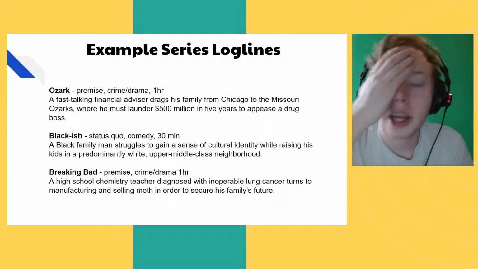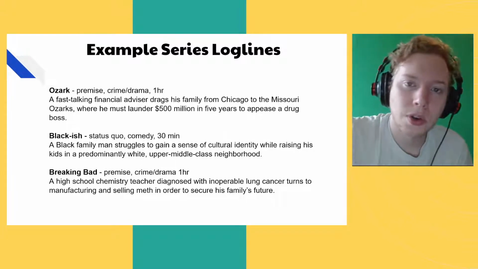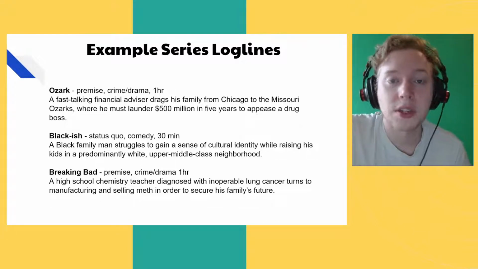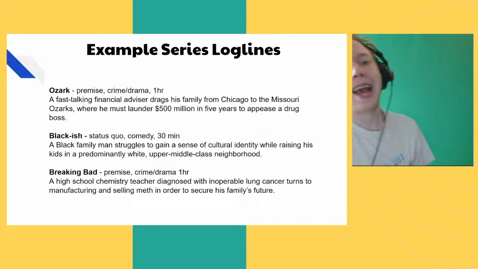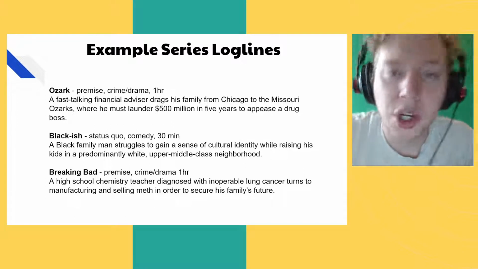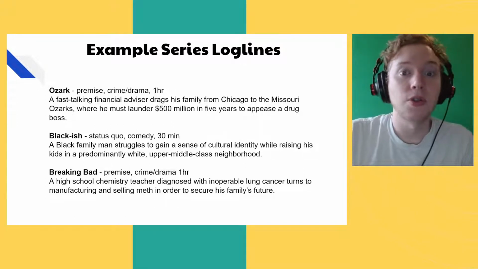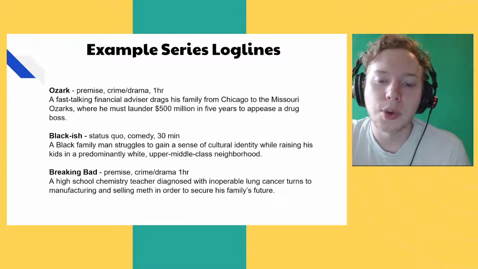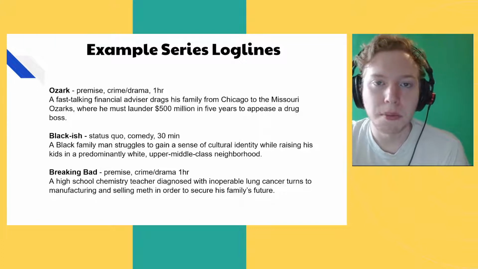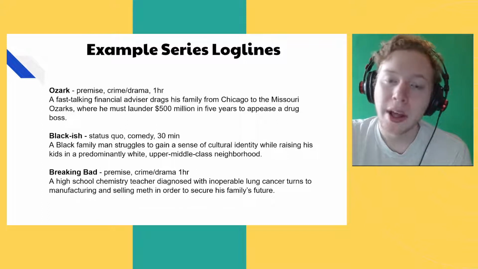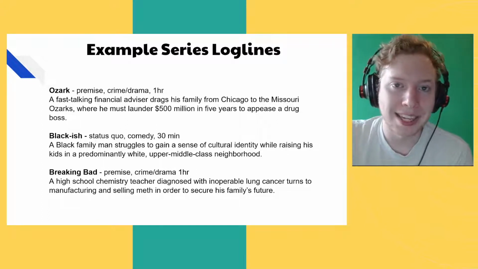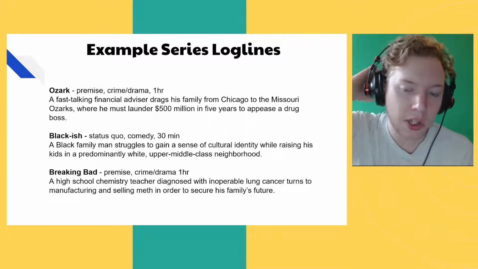We typically want to include just a little bit of description for your main character to understand the person that we're going to be watching, because the main character is a really big appeal of any story, but if you want someone to tune in for years of watching this one person, then they have to be interesting. Diagnosed with inoperable lung cancer, sort of an inciting incident there. Manufacturing and selling meth, that's going to be the main action of the show, and presumably the criminal antics that surround that business in order to secure his family's future.